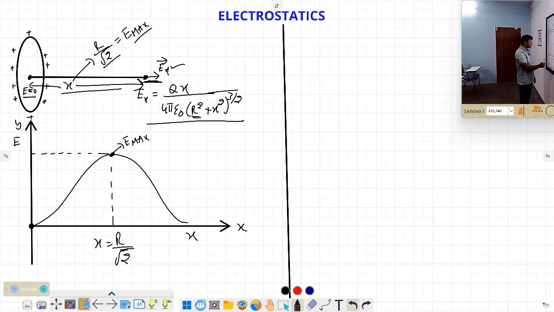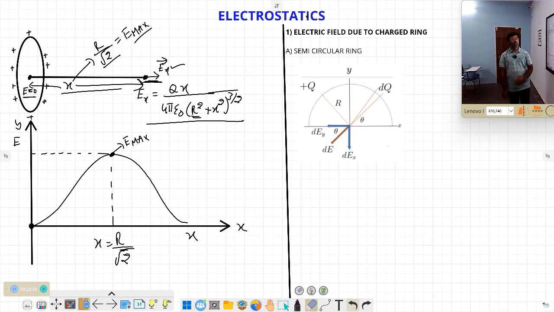Now the next application, electric field due to a charged ring, that is, a semicircular ring or half semicircular wire. They will also give the question: what is the electric field intensity at a point? In this case we are calculating at the center, not at any other point. First I take a wire bent in the form of a semicircle. I give plus q charge onto this, and this is the way the charges are distributed on it.